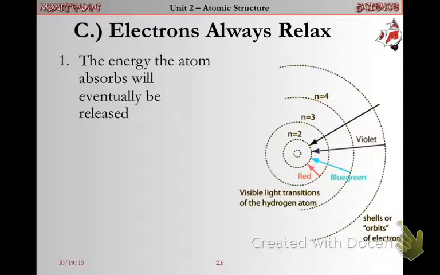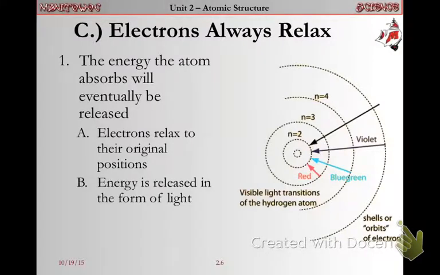Now, we should know something about the law of conservation of energy. We can't create or destroy any. So if we give energy to an atom, that atom will eventually release that same amount of energy. Now, how does it release that amount of energy? Well, first of all, the electrons will relax to their original positions. And sometimes the energy that's released by the atom is actually visible. So it's released in the form of visible light.